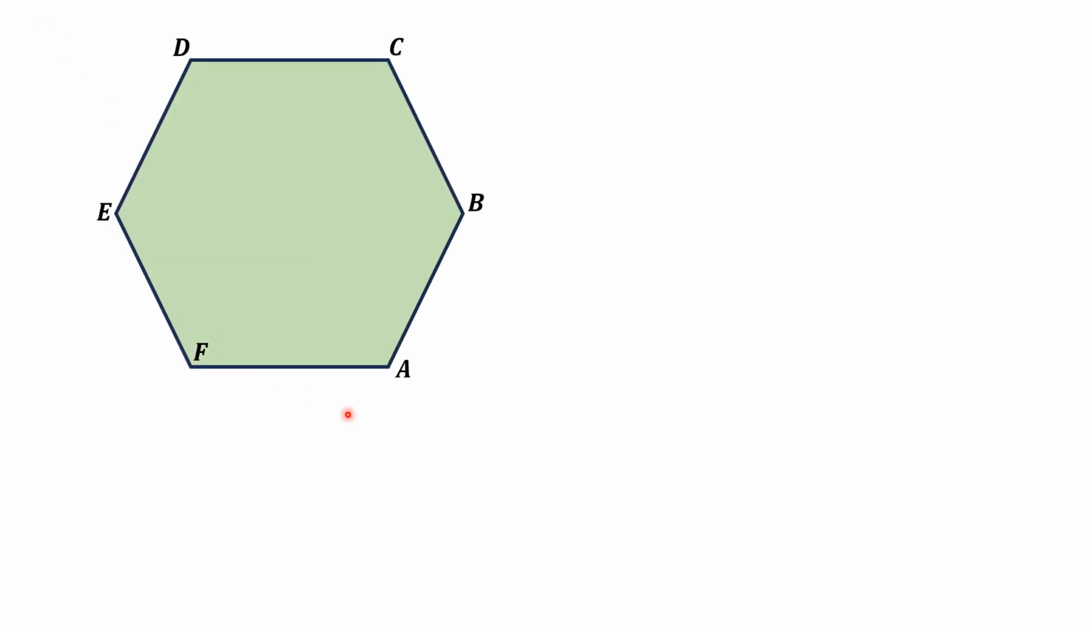Hello everyone. In this video, given is a regular hexagon. A regular hexagon means all the sides have the same length and all the angles at the vertices are the same.